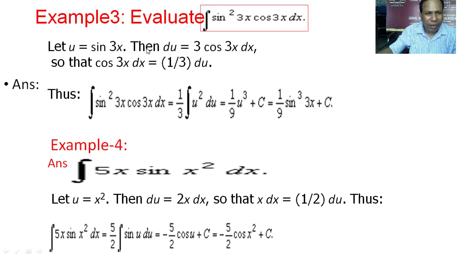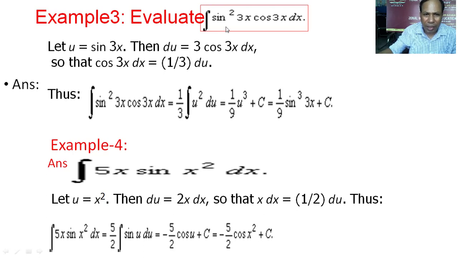Now we have some questions on integration by substitution. The question is, evaluate integral of sine square 3x into cos 3x dx. So here we find that there are two functions. One is your sine function, the other one is your cosine function. So if we take sin 3x as u and differentiate both sides, we get du is equal to 3 cos 3x dx. That means cos 3x dx becomes 1 by 3 du.